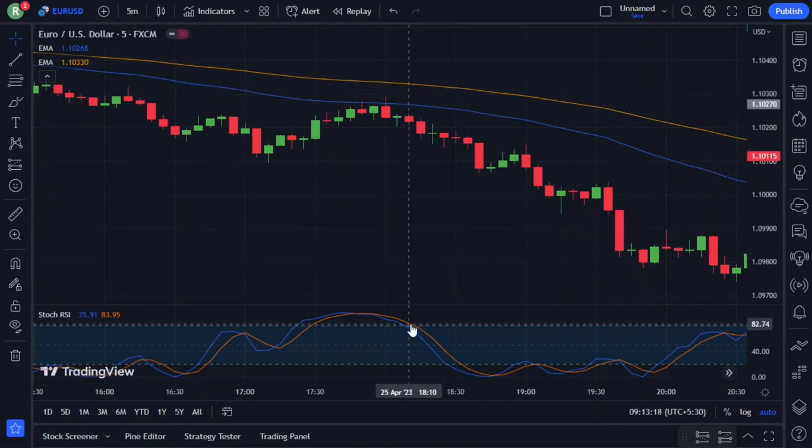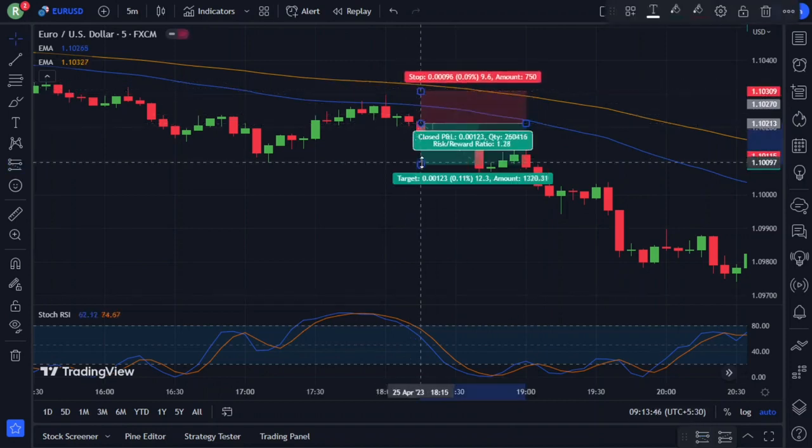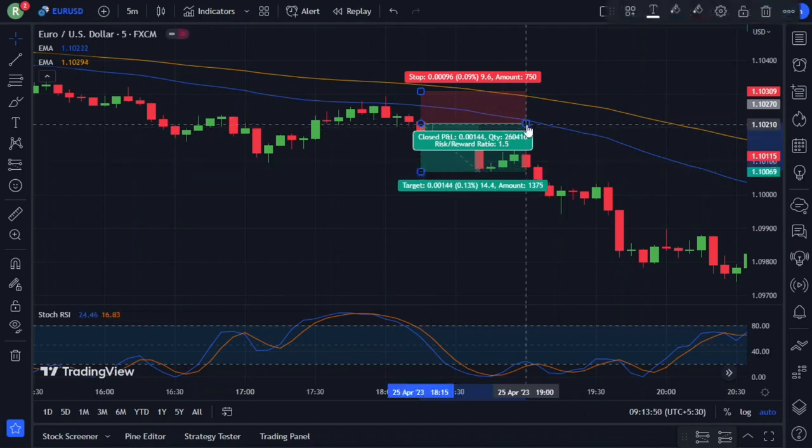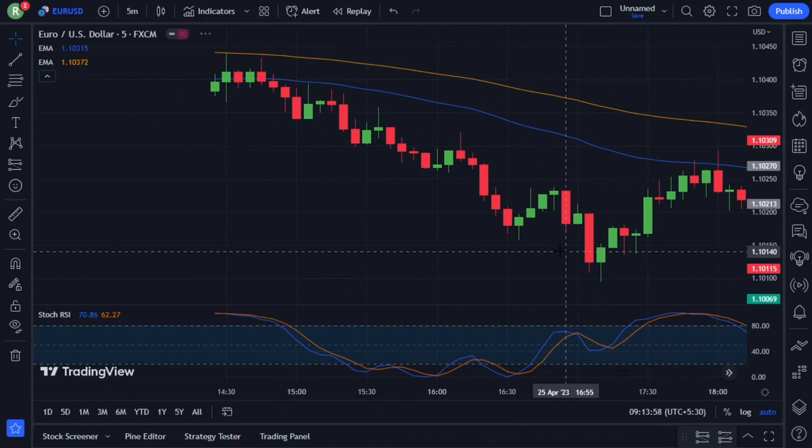Second, the StochRSI should cross the 80 level to the downside, indicating a sell signal. And finally, the price action must be closed below the 50-period moving average. All the rules are met on this candle. We will open a short order at the open of the next candle. You can set the stop loss just above the recent swing high, and our take profit would be 1.5 times greater than the stop loss.